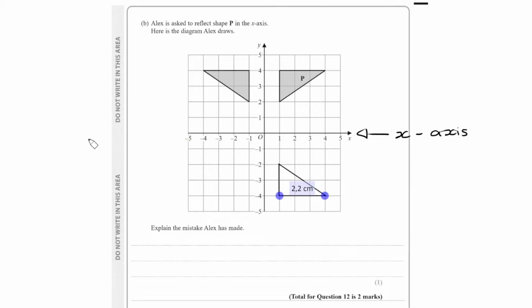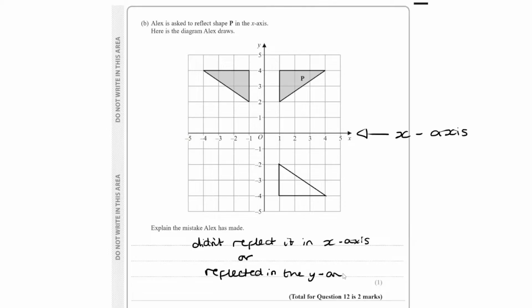Do you see what he's done? He's actually reflected it correctly, but in the y-axis. He's not reflected it correctly in the x-axis. So you could say something like that. There's loads of acceptable answers, right? I'll read out a few. The first thing is he didn't actually reflect it in the x-axis. That's probably what I would write. He didn't reflect it in the x-axis, did he? He reflected it in the y. He reflected it in the y-axis instead. So one of these, that's fine.